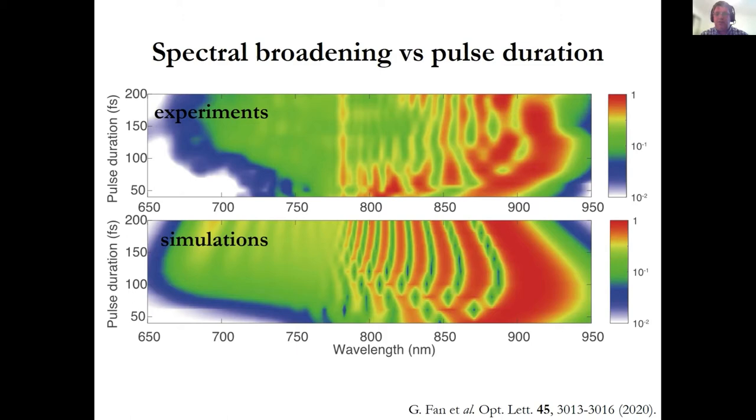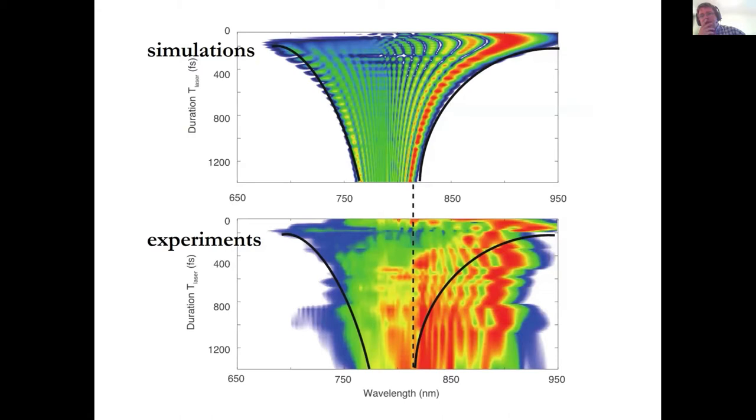But then came the surprise. From the simulation, which assumes propagation in the fundamental mode, we expect to see no broadening, or a massive suppression of the broadening, as we increase the pulse duration. As we increase the pulse duration, we should turn off the Raman contribution and the broadening should come back to only self-phase modulation.